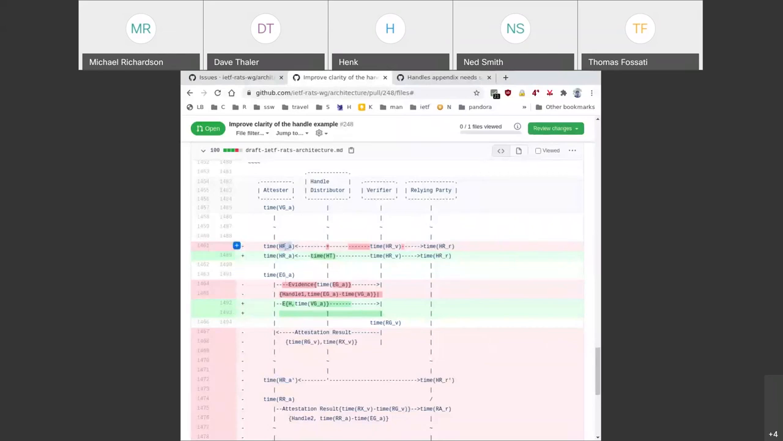So the time at which you received the handle, the HRA, right? That's a reference to my own clock, right? That's the time I received the handle. As long as the evidence is newer than HRA, I keep it. And even when I get HRA prime, I keep this open for an overlap period, is what I heard.